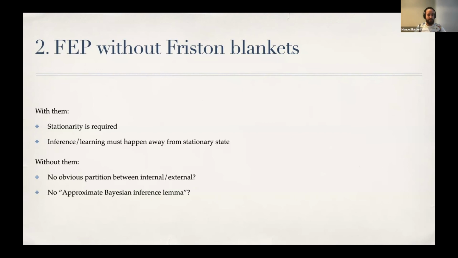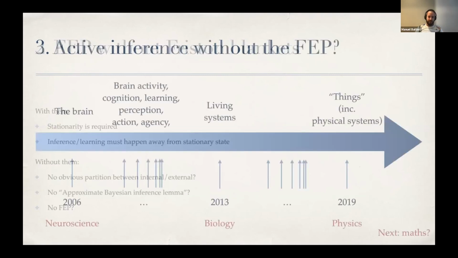Crucially, I think that the main point made by the free energy principle, so the presence of internal states doing inference about external states, say, captured by this approximate Bayesian inference lemma, is all but obvious without blankets. So if there is no approximate Bayesian inference lemma, is there still a free energy principle? I don't know. I actually don't know.